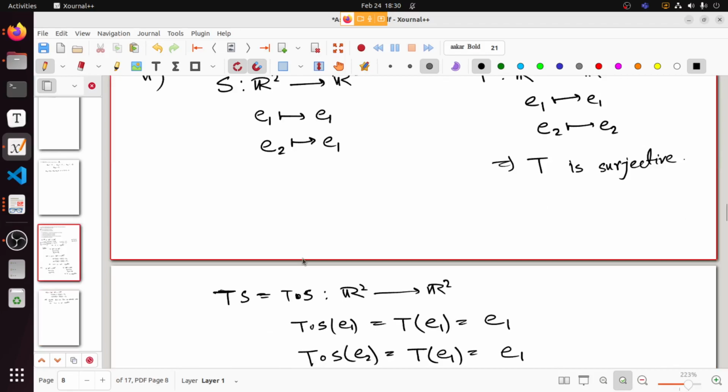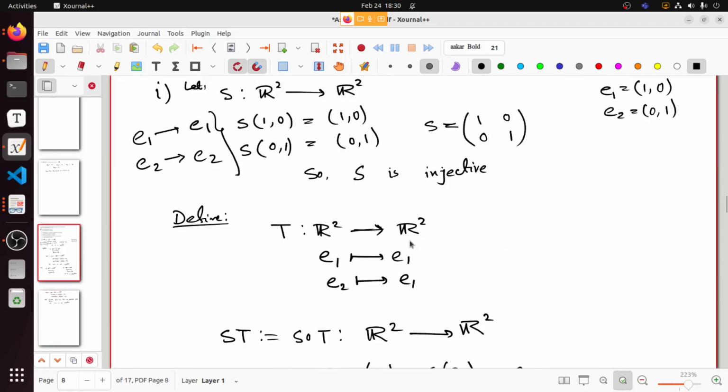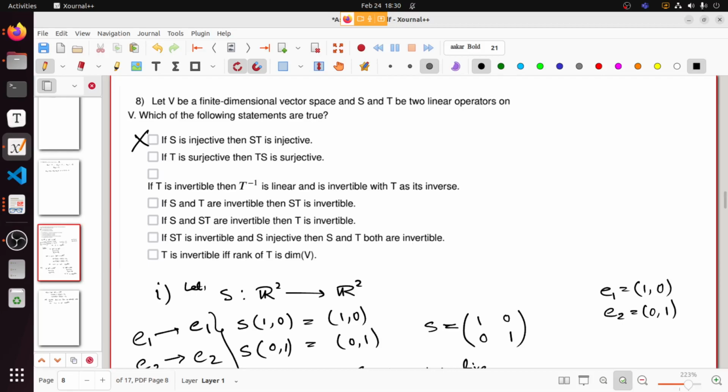So we have seen that if T is surjective, then T compose S may not be surjective. So the second option is also false. T is surjective, but T compose S may not be surjective, right? So option number 2 is done. Let's move to option number 3. What is it saying? If T is invertible, then T inverse is linear and is invertible with T as its inverse.